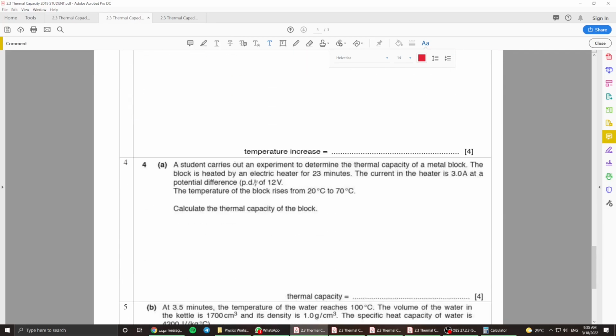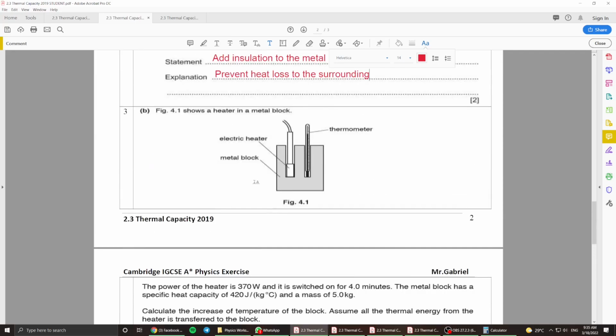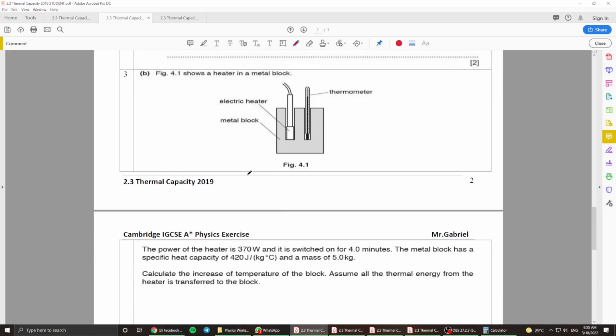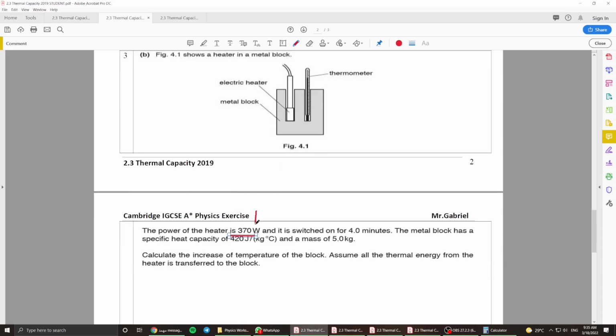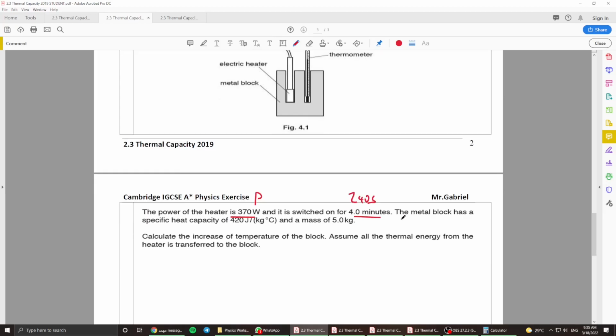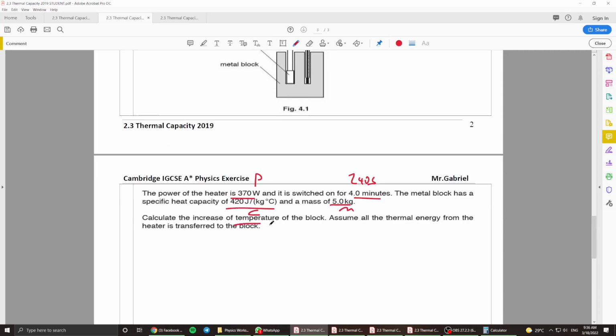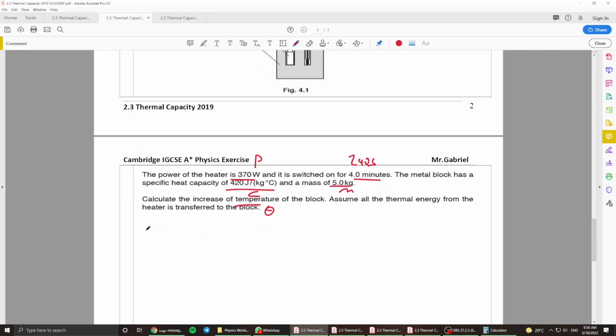And then looking at the final 3 questions. Figure 4.1 shows a heater in a metal block. The power is this amount. The time taken was this amount, which is times 60, 240 seconds here. The metal block has a specific heat capacity of this amount and a mass of this amount. Calculate the increase in temperature, which is the θ.